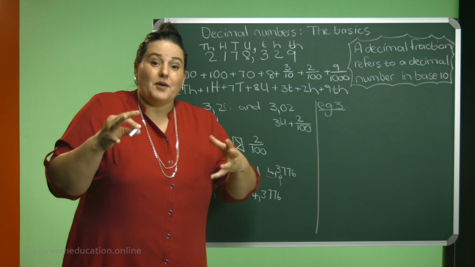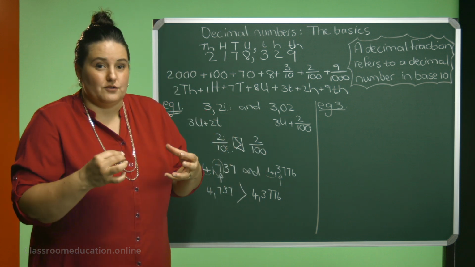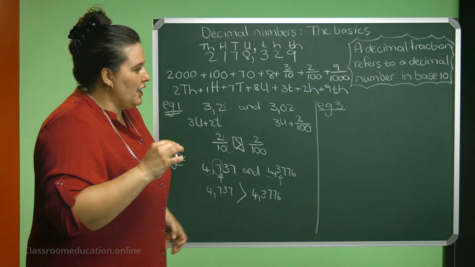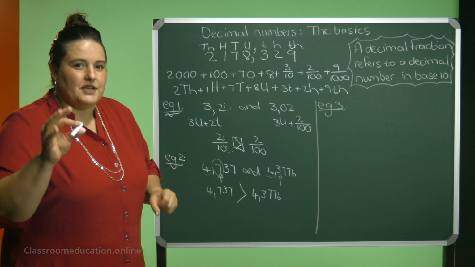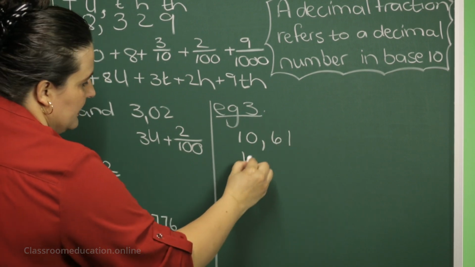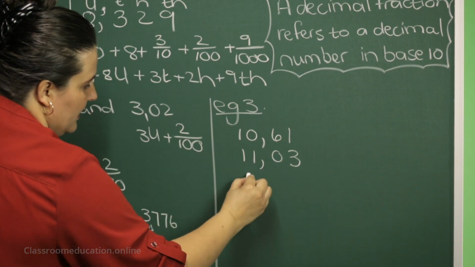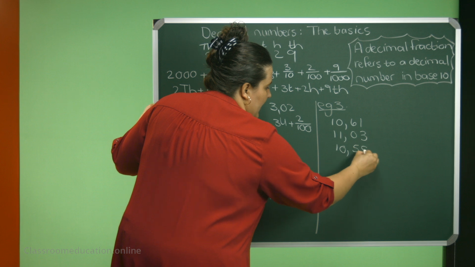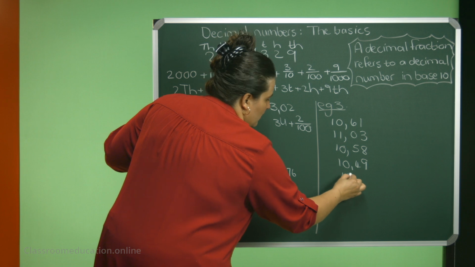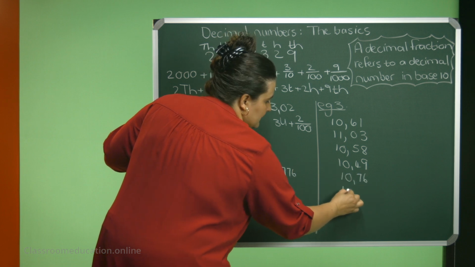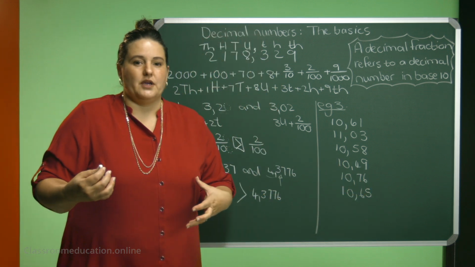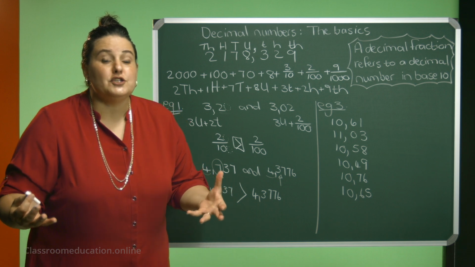What I'm going to give you now are true values, or true times, for a 100-meter women's race. So there were 6 participants, and these were their times. 10,61, 11,03, 10,58, 10,49, 10,76, and 10,65. Now the question will be, who won? You need to rank them.